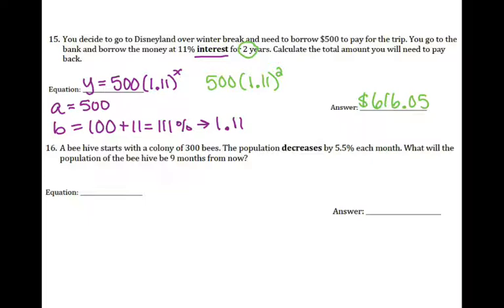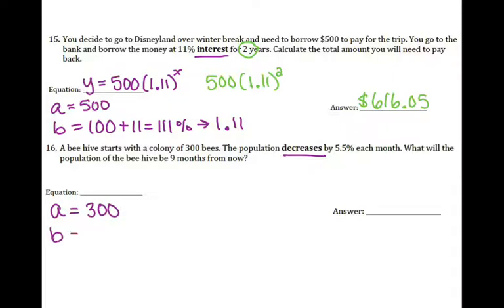All right. A beehive starts with a colony of 300 bees. The population decreases by 5.5% each month. What will the population of the beehive be 9 months from now? So I'm going to go ahead and figure out my initial value. The beehive starts with 300 bees. So that's my initial value.